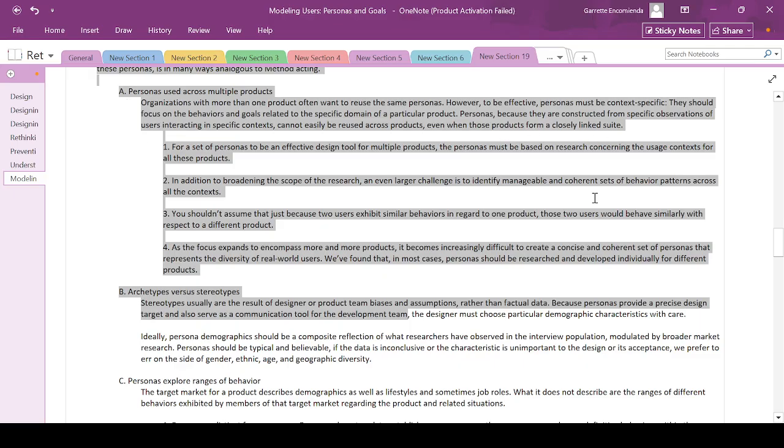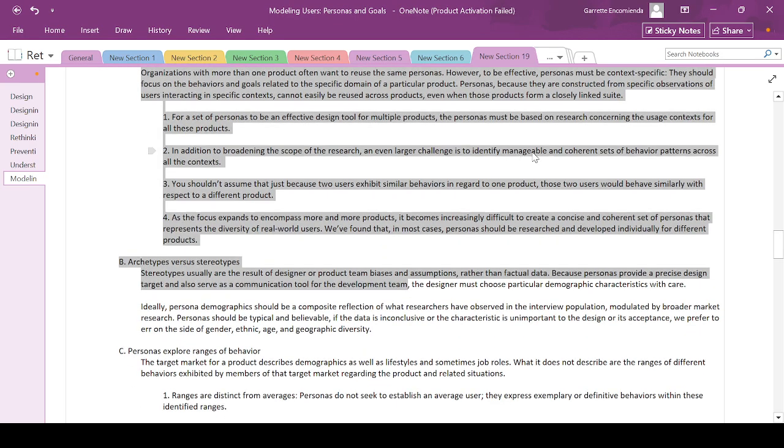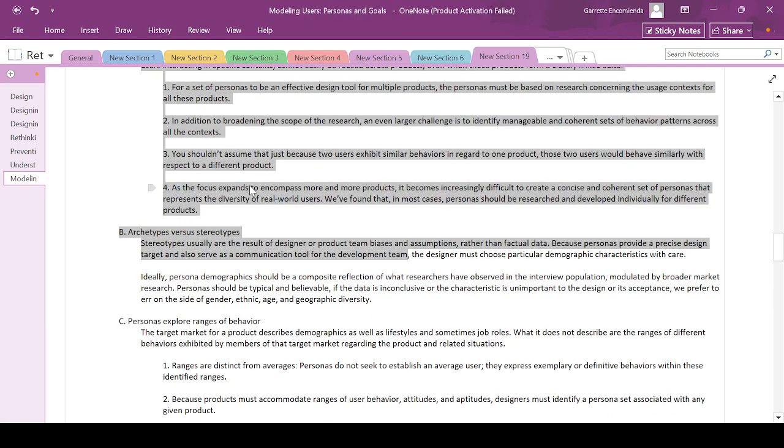Personas, because they are constructed from specific observations of users interacting in specific contexts, cannot easily be reused across products, even when those products form a closely linked suite. For a set of personas to be an effective design tool for multiple products, the personas must be based on research concerning the usage context for all these products using goal-directed design.